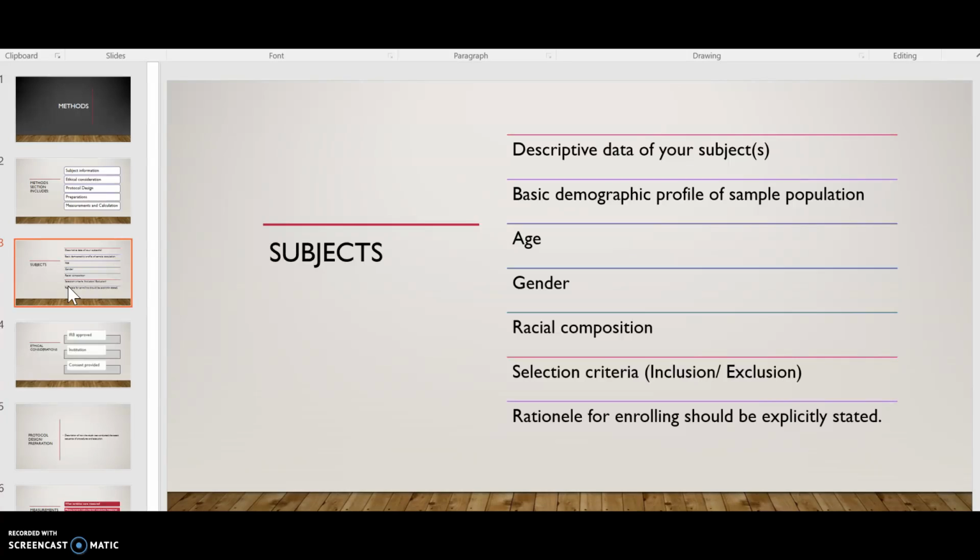So did you look at certain age ranges as your inclusion and exclusion? If they weren't between 30 and 55, they couldn't participate in the study. That kind of thing. Again, it's not going to be extremely elaborate because this is just a single subject project, but still provide that. Last thing is you're going to provide the rationale for enrolling, and it should be explicitly stated.